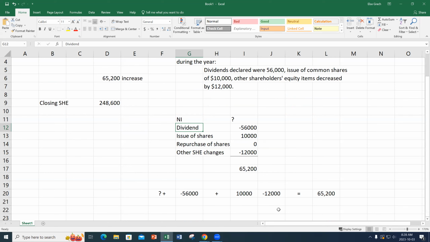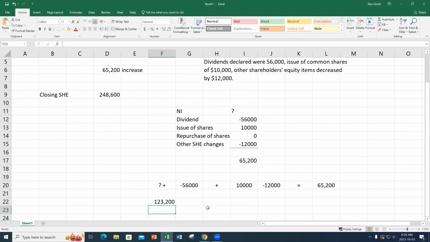In this case, I know that the answer for this, by the way, would be, here we go. I'm going to add in, deduct, add in. Net income is $123,200. And I can quickly check that by placing it in here. There we go. And it is correct. All right. Hopefully that helped.